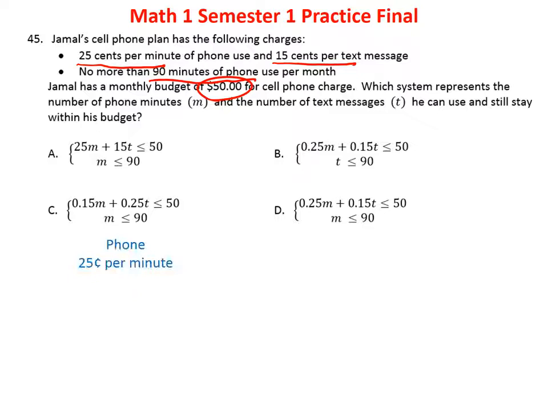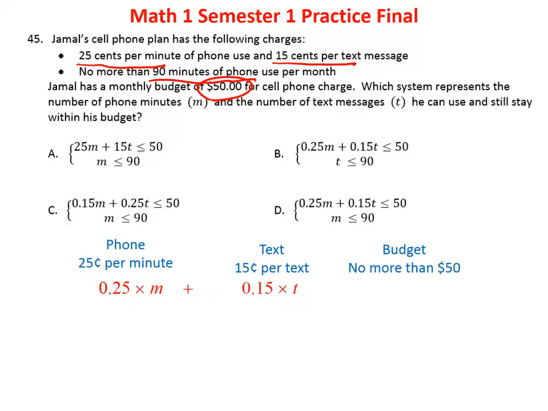Okay. First of all, his phone is 25 cents per minute. That's going to be 25 cents times the number of minutes. And then his text is 15 cents per text, so it's going to be 15 cents times the number of texts. And he has a budget, he cannot spend more than $50. Well, not more than $50 means he can spend $50, so it's okay to be equal to $50, but it's not okay to spend 51. He can spend 49, which is less than that. And so that's going to be less than or equal to 50. Spend 50, but no more.